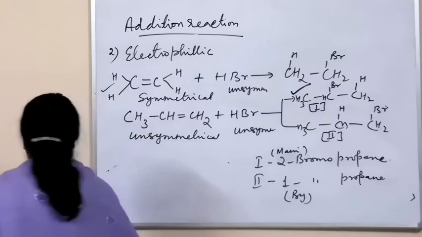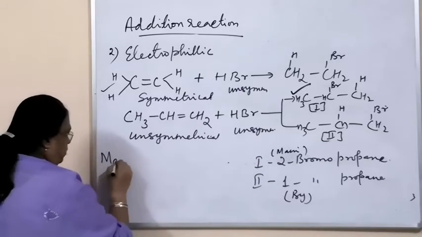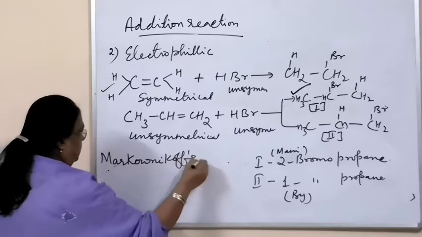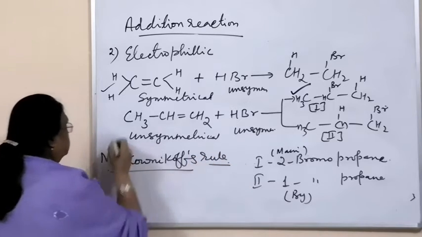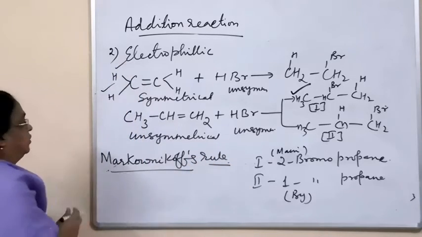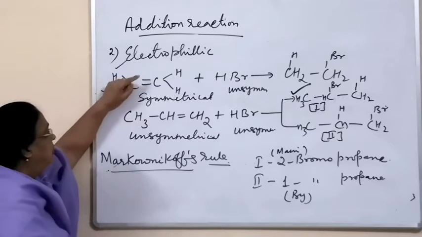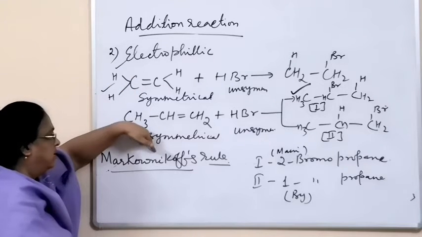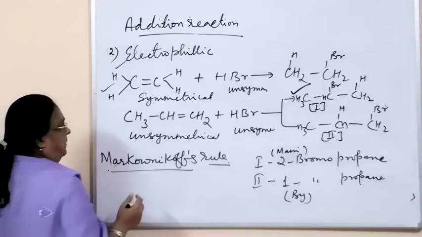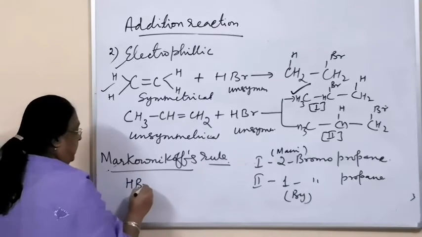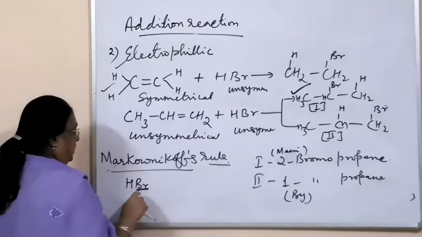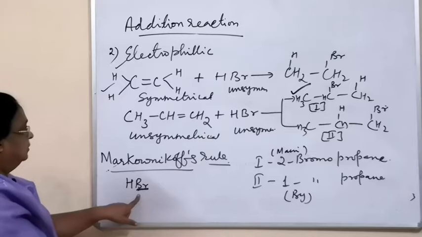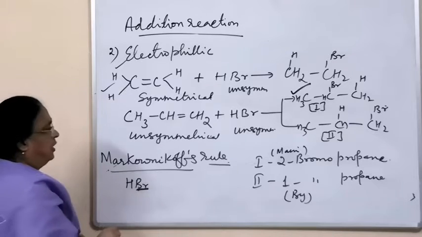For that you will have to take help of Markovnikov's rule. This is for electrophilic addition. Electrophilic addition is for the double bond or triple bond between similar atoms, for alkene and alkyne. So what is Markovnikov's rule that you see? The electronegative part of the addendum: if HBr is the addendum, then the electronegative part of the addendum is Br. So the electronegative part of the addendum goes to that olefinic carbon.